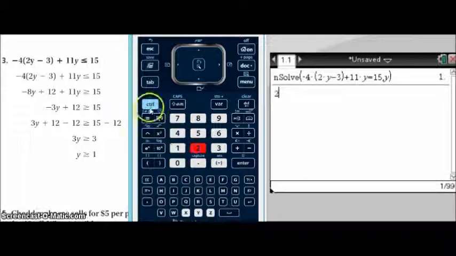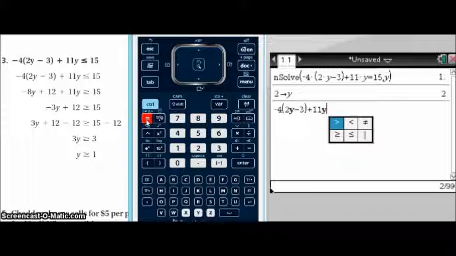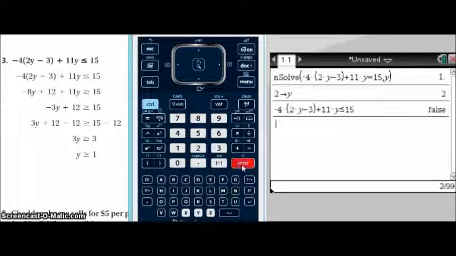So if I store 2 as y, if I type in my inequality exactly the way I see it, so I've got -4 times the quantity 2y minus 3 plus 11y. Now I do need to use my inequality symbol for this particular part. So by pressing Control and the equal sign, I can choose the correct inequality. So I need the less than or equal to symbol. So using my arrow keys, I'll choose the less than or equal to and press enter. And then I'll finish it up with 15 and press enter.